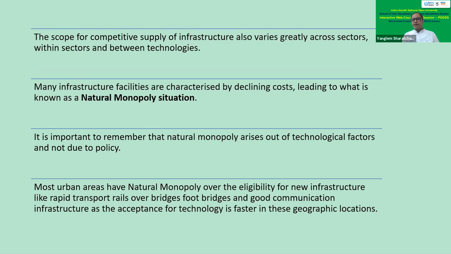For example, many infrastructure facilities are characterized by declining cost, leading to what is known as natural monopoly situation. The main natural monopoly situation is happening because of technological factor, not due to policy. For example, in this metropolitan area, here in the slide you see the example is that new infrastructure like rapid transport rail, overhead bridge, foot bridge, and good communication infrastructure, as the acceptance for technology is faster in geographic location, right? It is not because of policy, it is because of the improvement in your technology.